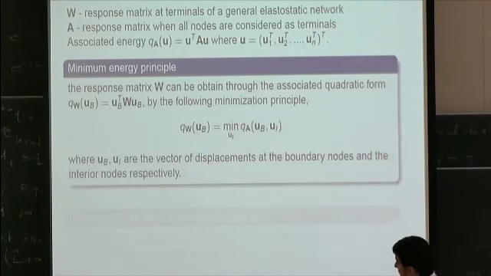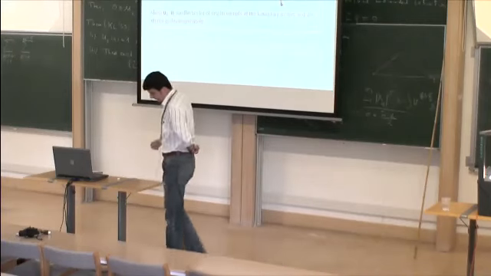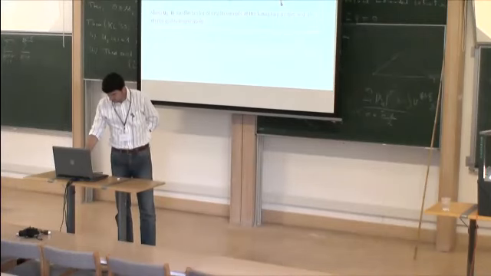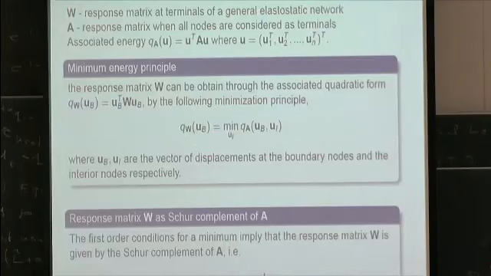And you get the energy at the terminals. This quadratic functional can give the response matrix W at the terminals. And if you do a little bit of computation, the first order optimality conditions for the minimum would imply that W is the Schur complement, which is not visible here.